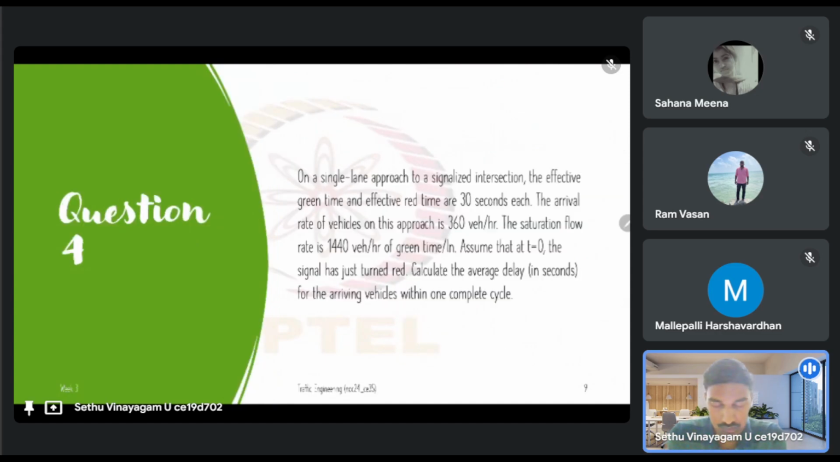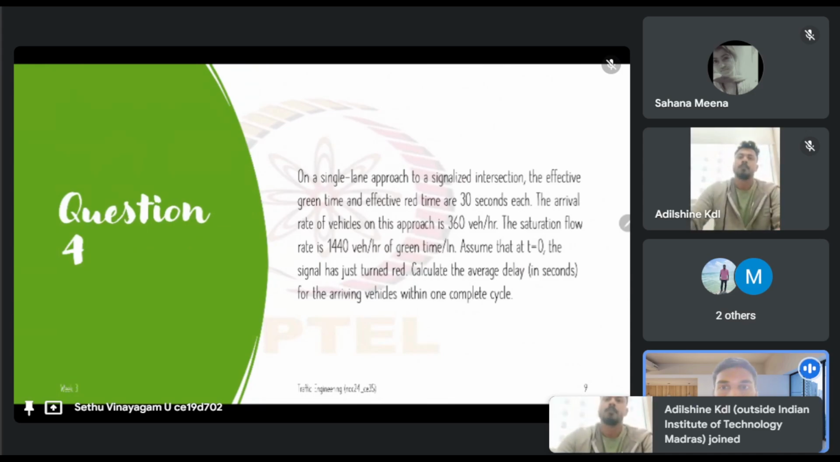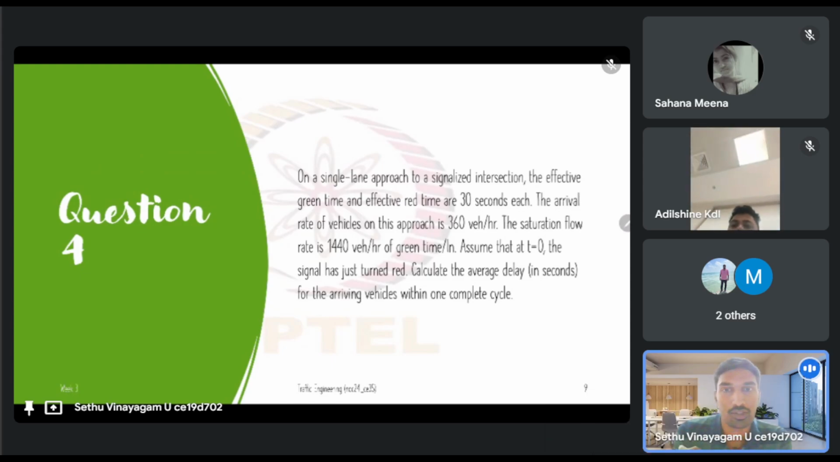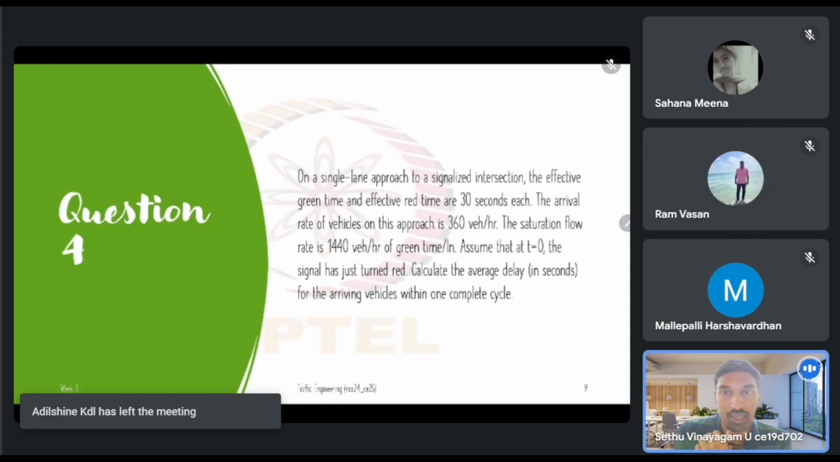Okay, question number 4: on a single lane approach to a signalized intersection, the effective green time and effective red time are 30 seconds each. The arrival rate of the vehicles on this approach is 360 vehicles per hour. The saturation flow rate is 1440 vehicles per hour of green time per lane. Assume that at t equal to 0, the signal has just turned red. Calculate the average delay for the arriving vehicles within one complete cycle.